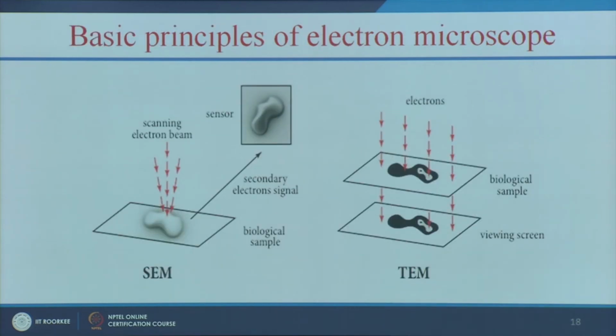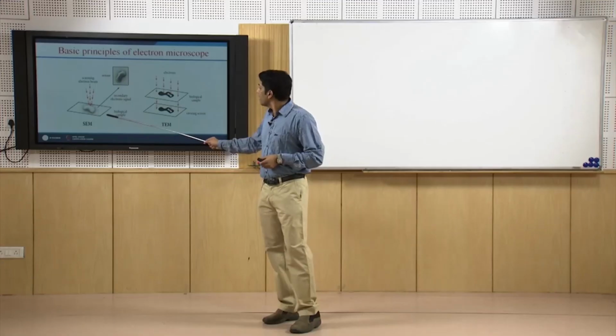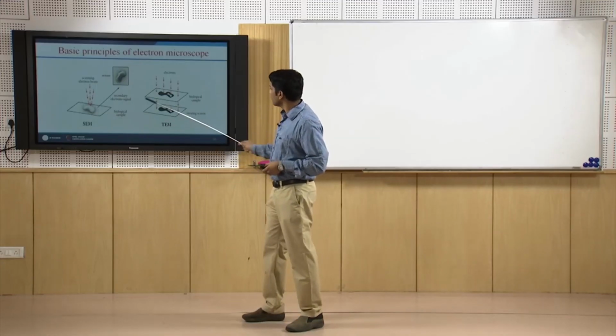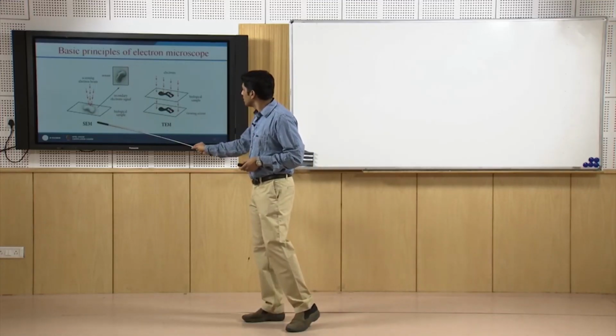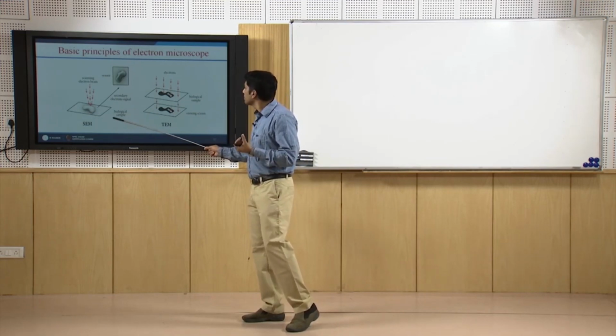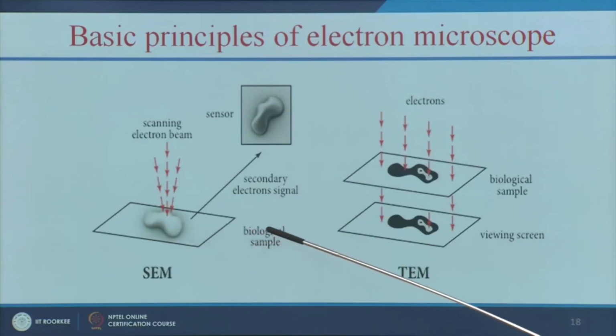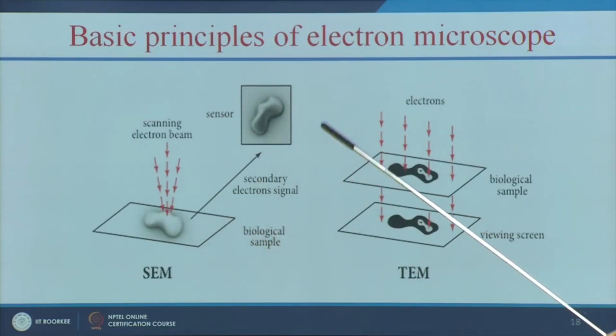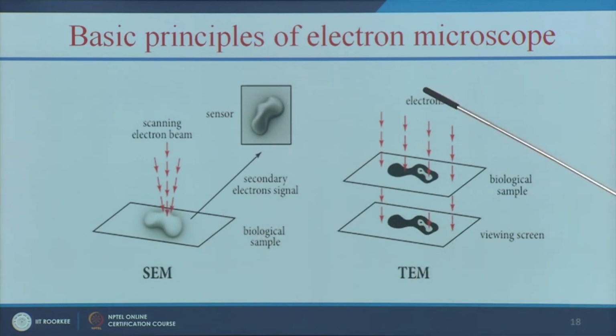So, let us see the basic principle behind the SEM and TEM. The SEM, the scanning electron microscope, is similar to your scanner. It will scan the sample and give the image. In the TEM, the transmission electron microscope, the electrons will be transmitted through the sample and you will get the image.